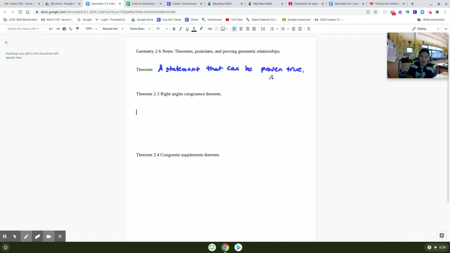And then, kind of like with our postulates, even though I have the theorems numbered, don't worry too much about the numbers of the theorems. You do want to know what the theorem name is, what the theorem states, and then how to apply the theorem. So theorem 2.3 is the right angles congruence theorem. The right angles congruence theorem is the name, and it states all right angles are congruent.